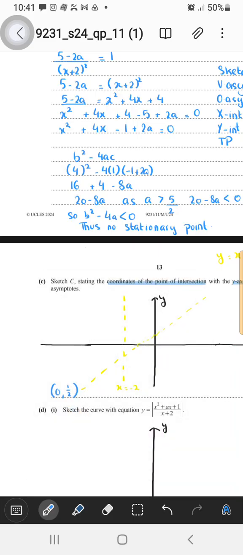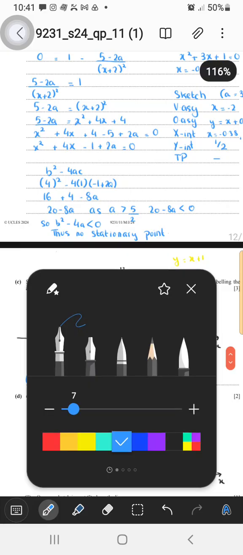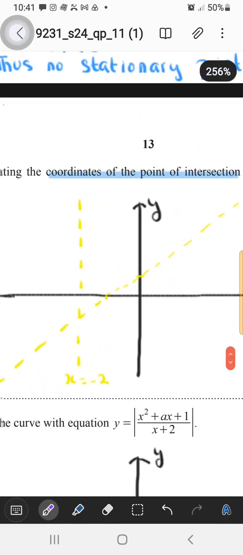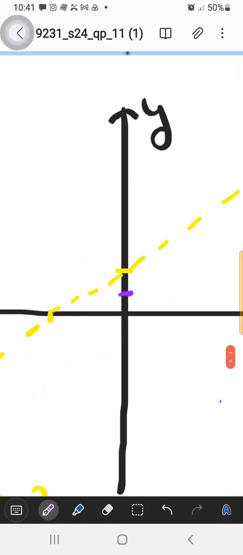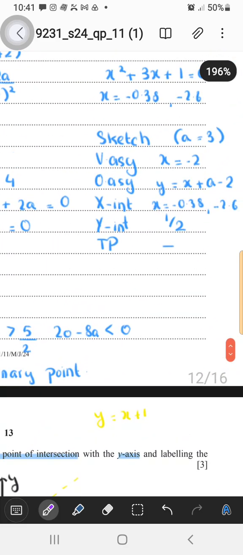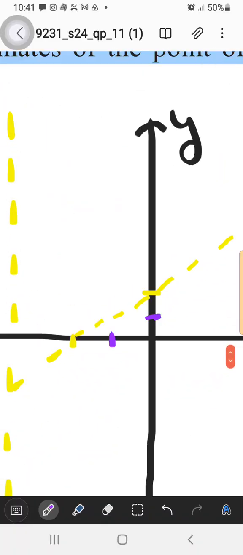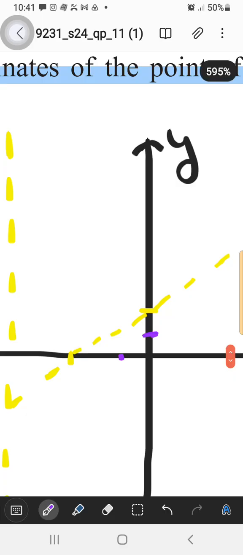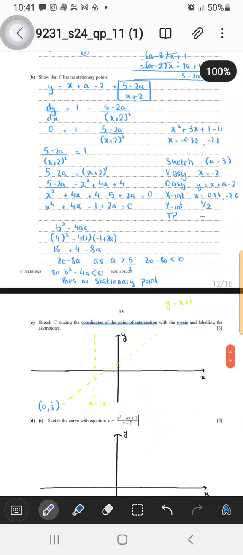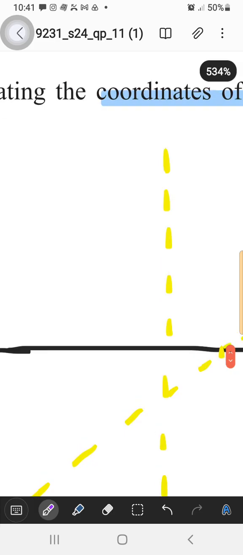Okay, so we are done with the oblique asymptote and vertical asymptote. Now we have to plot the intercept points. Plotting intercept points means our y-intercept is 1/2, so it can be here, and our assumed x-intercept is -0.38. As this is 1, this will be 0.5, so this can be -0.38, and another one is -2.6, so it will be anywhere after the 2, so this.